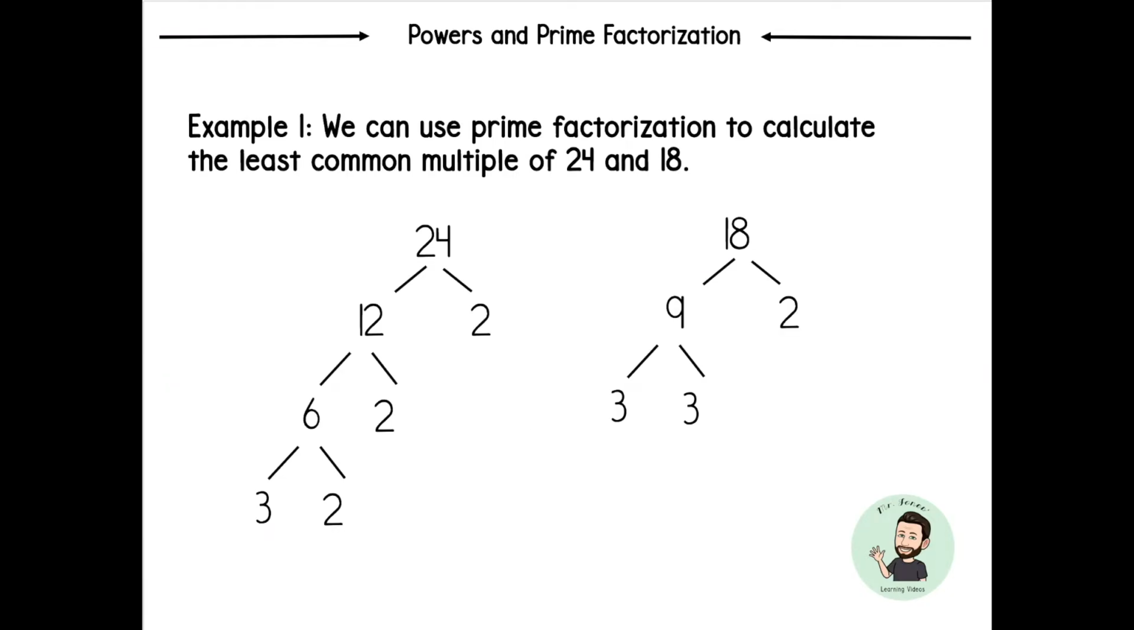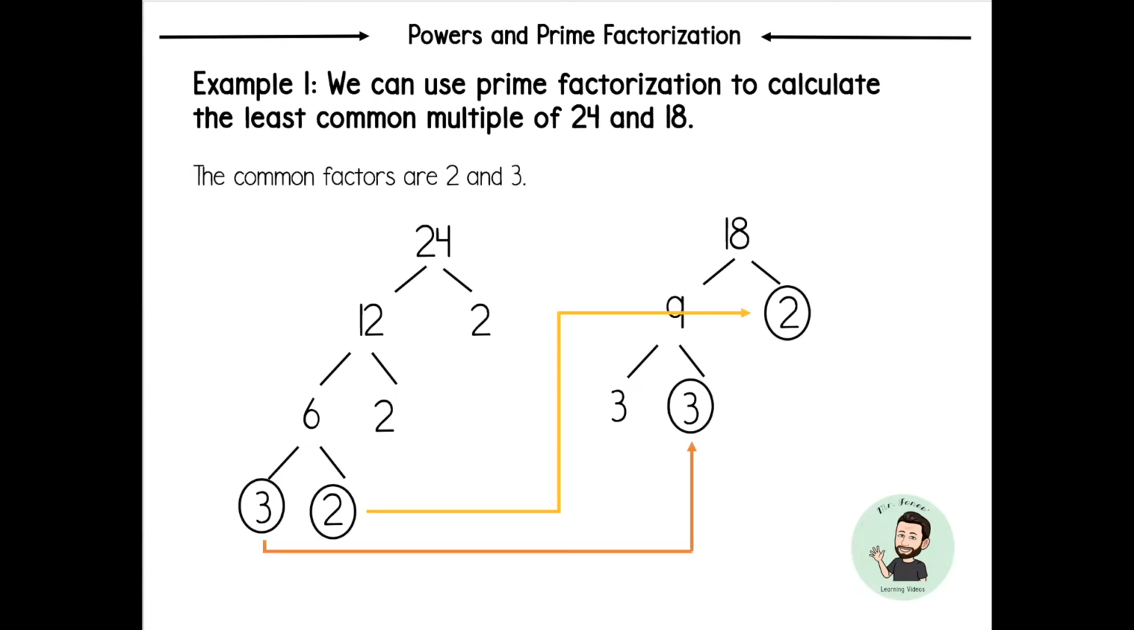We can use prime factorization to calculate the least common multiple of 24 and 18. So we have our prime factorization done already using a factor tree, and we see that the prime factors of 24 are 3, 2, 2, and 2, and of 18 are 3, 3, and 2.